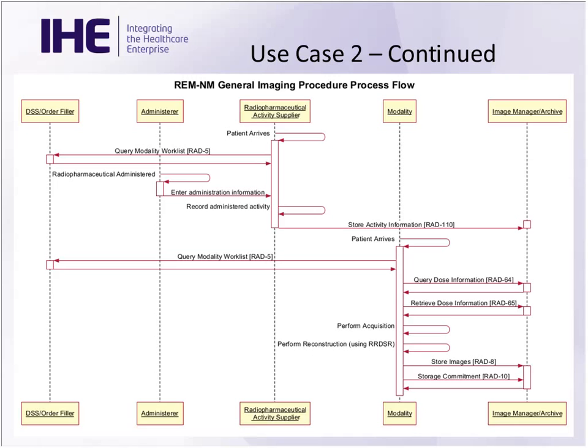Then the patient comes back after this uptake time that I described for the radiopharmaceutical, and imaging begins, and the modality is the fourth block. The modality queries the work list, gets patient information, uses that to query the image archive and pull in the RRD to populate the activity section of the study. And then the acquisition is performed, and now the tech doesn't have to manually note what happened at administration time of the radiopharmaceutical on a piece of paper.